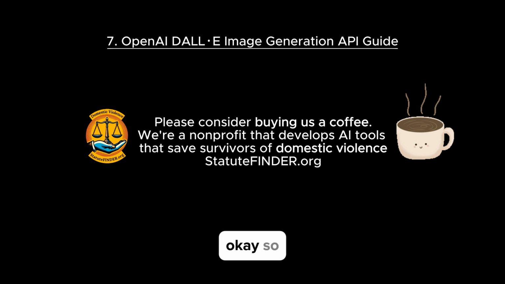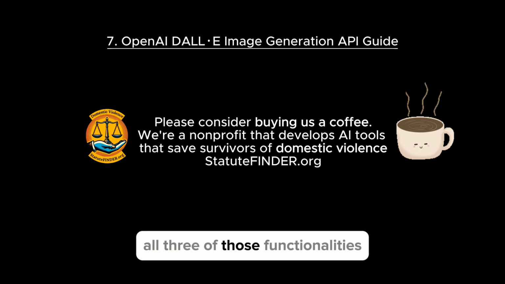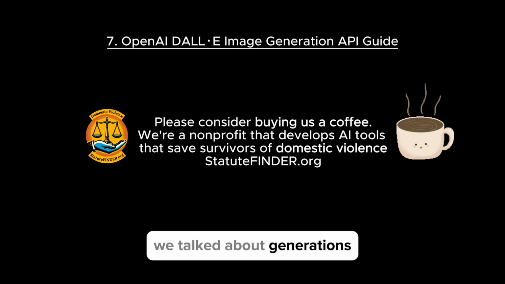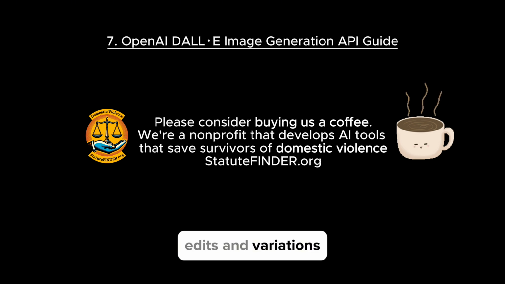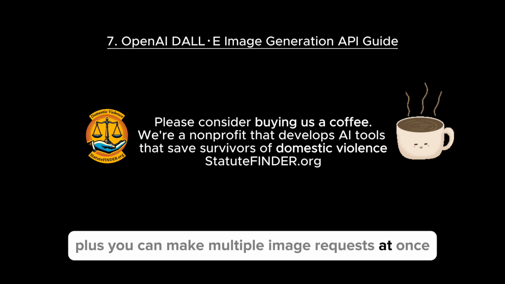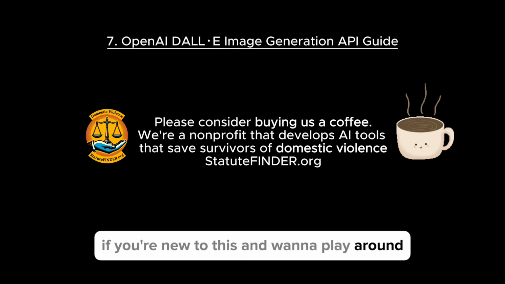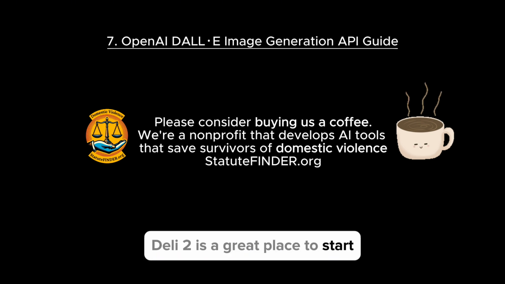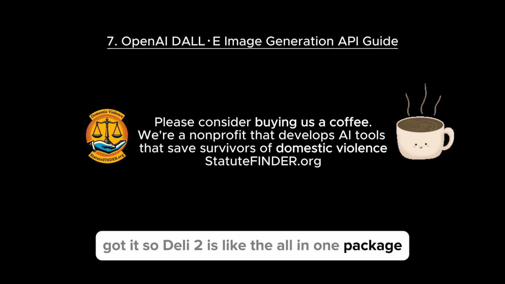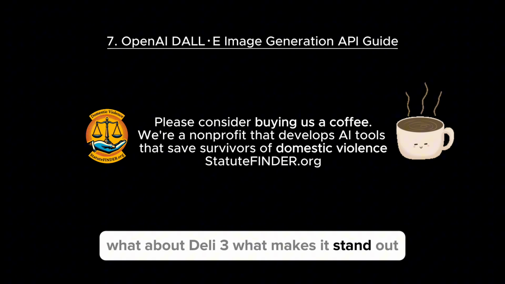What's the deal? Okay, so DALL-E 2 gives you access to all three of those functionalities we talked about: generations, edits, and variations. Plus, you can make multiple image requests at once. If you're new to this and want to play around, DALL-E 2 is a great place to start. Got it. So DALL-E 2 is like the all-in-one package. What about DALL-E 3? What makes it stand out?